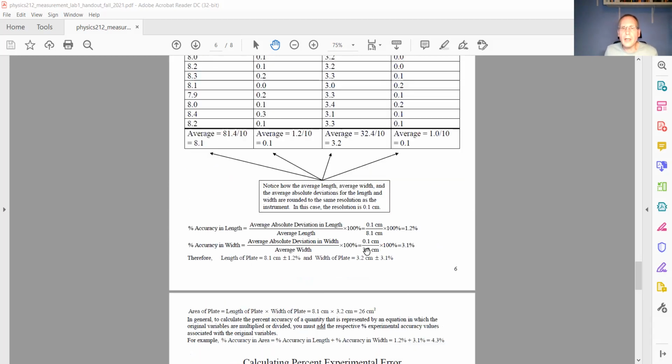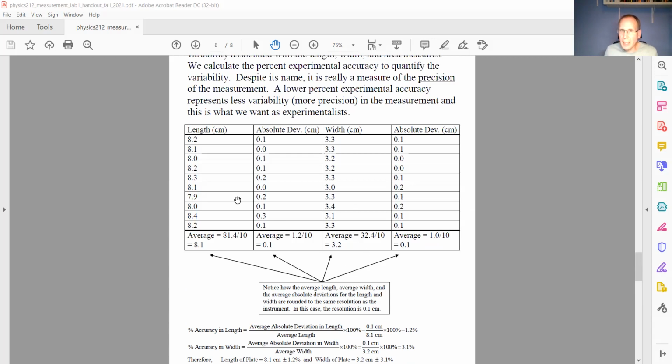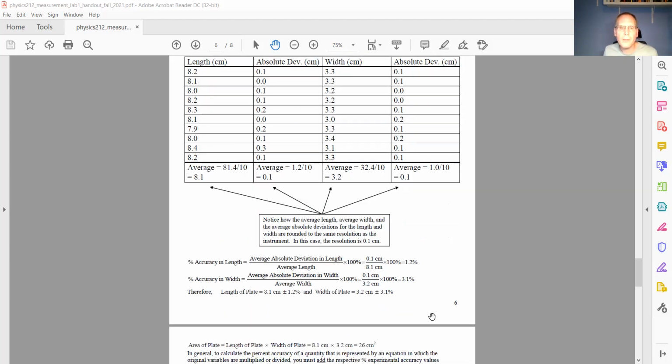Okay, so hopefully that made sense, and you'll get a lot of practice in this first lab that we have in how to calculate percent experimental accuracies. But you can review this example again, maybe do it on your own to make sure that you're getting exactly the same answers as me.